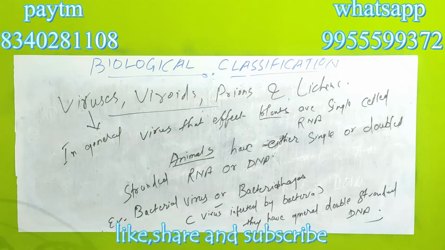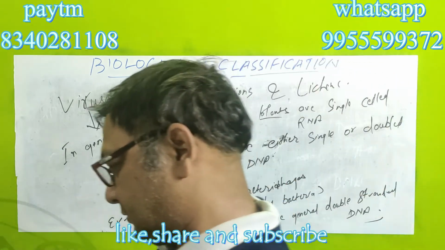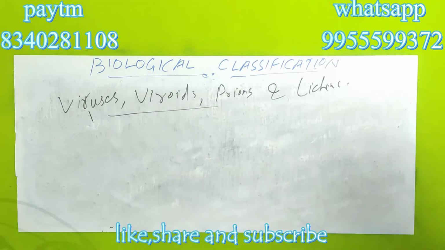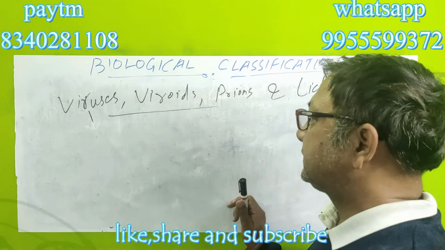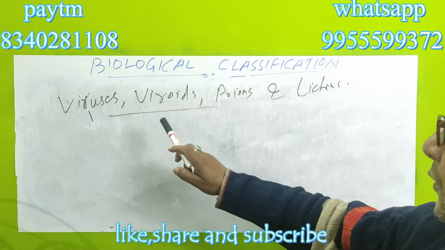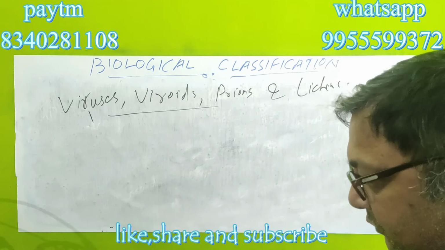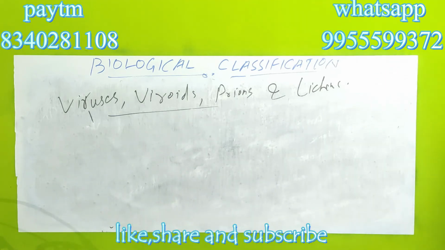Next are viroids, prions and lichens. So now we have completed viruses. In the next video I will tell about viroids, prions and lichens, and also the question answers given in this chapter. I will discuss that, and probably you will understand it.